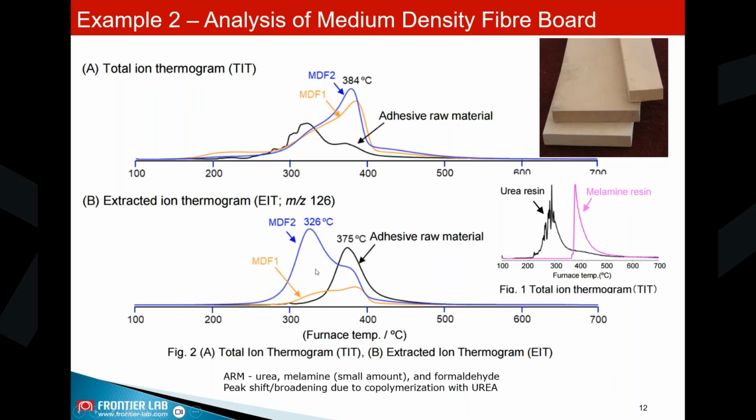Okay, but when we look at the extracted ion chromatogram, it shows the presence of urea resin, and also the peak broadening, which is due to copolymerization of the fiber with the urea resin. Okay, this is the additional information that evolved gas analysis provides to understand the degradation pattern and the degradation process of the material, which will be useful for material characterization, failure analysis, or even for some reverse engineering applications.